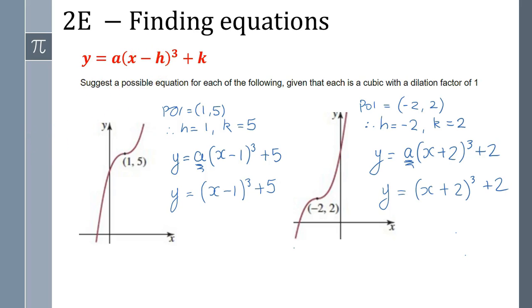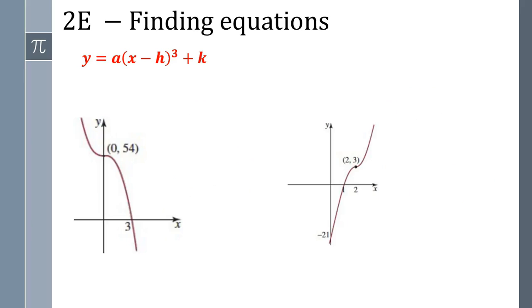So let's try the harder ones. This time I don't know the dilation factor. I'm going to have to find it. So I'm going to start off looking at my point of inflection. I know that h is 0 and k is 54. So far my equation has (x minus 0), so just x cubed plus 54.